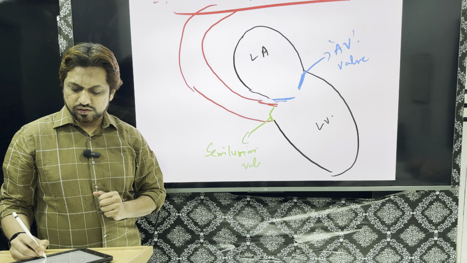So what will happen in this, there is opening of semilunar valves. The opening of the semilunar valves is marked by this point C. At point C, during this period, there is opening of the semilunar valves, that is the aortic and pulmonary valves.